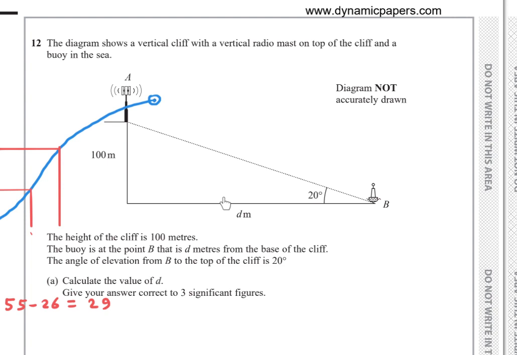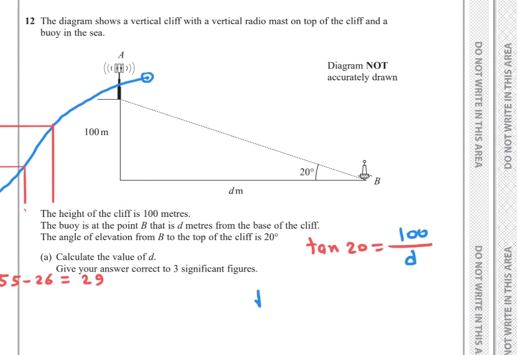We have a right angle triangle. We have the opposite and we need to find the adjacent. So tan 20 equals opposite, which is 100, over adjacent, which is d. So d equals 100 over tan 20 equals 275 meters to 3 significant figures.